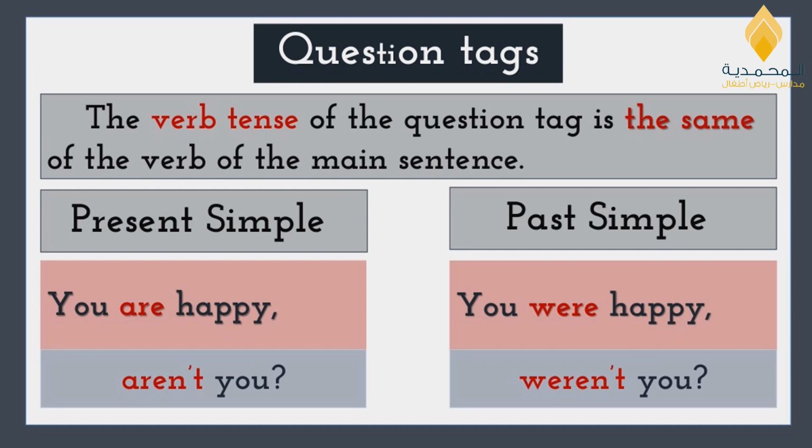The verb tense of the question tag is the same as the verb of the main sentence. If the verb is in present simple, the question tag is in present simple. You are happy, aren't you? If the verb is in past simple, the question tag should be in past simple. You were happy, weren't you?